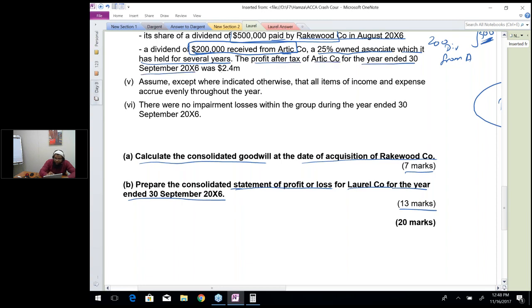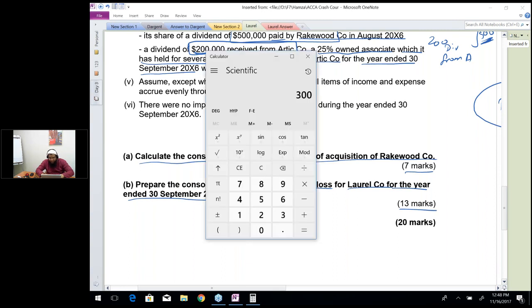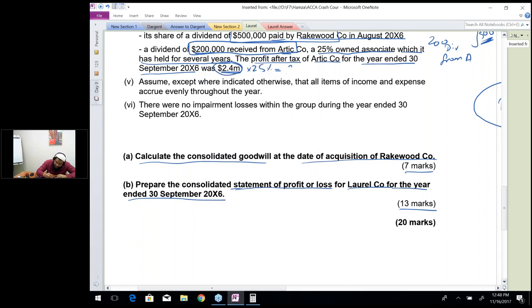Okay, now the question further says that the profit after tax of Arctic company for the year ended 30th September 2026 was $2.4 million. So the profit of the associate was $2.4 million, and we have a 25% share in this. So 25% of 2.4 million is going to be 2400 into 0.25, which is going to be 600. So our share of profit is 600.